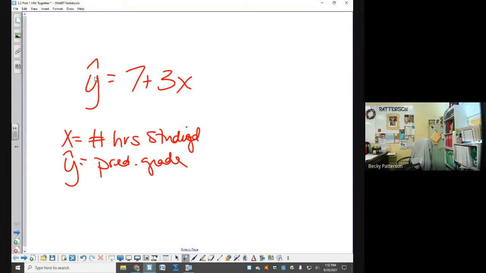All of these confounding factors come into play. This does not account for any of those. This just accounts for these two variables. Input, output. Explanatory, response.